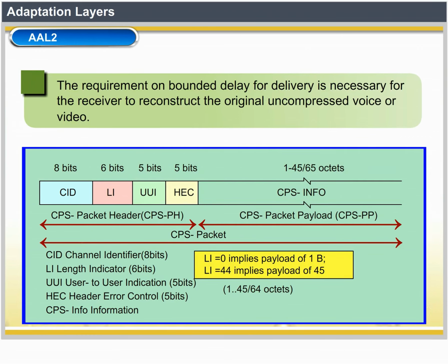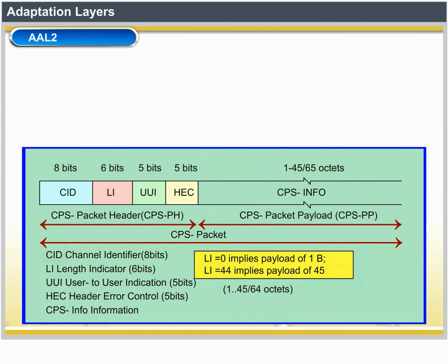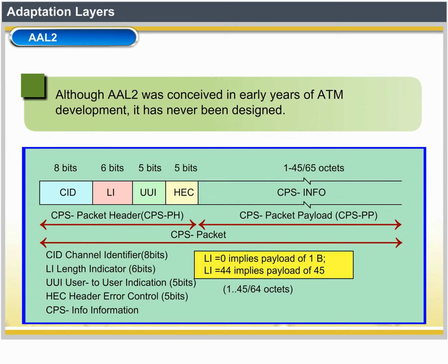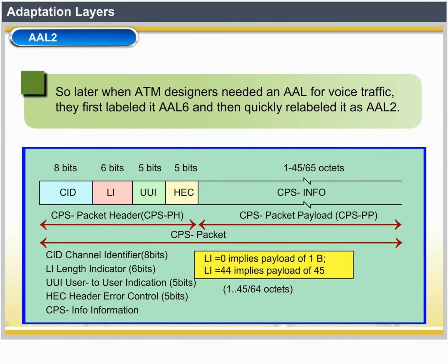AAL 3/4 supports both connection-oriented and connectionless data. It was designed for network service providers and is closely aligned with Switched Multi-Megabit Data Service, SMDS. AAL 3/4 is used to transmit SMDS packets over an ATM network.